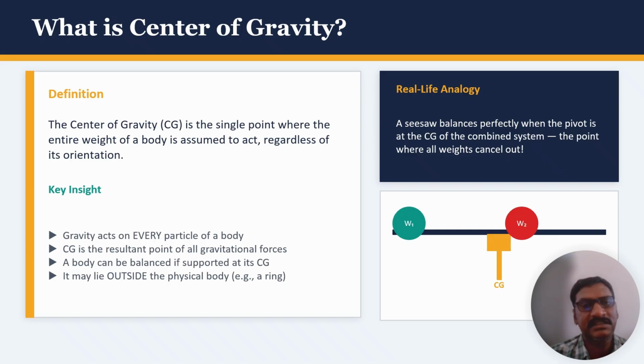So to summarize this slide, center of gravity is the point where the resultant of all distributed gravitational forces acts. It is a single fixed point that represents the effective location of the body's entire weight.